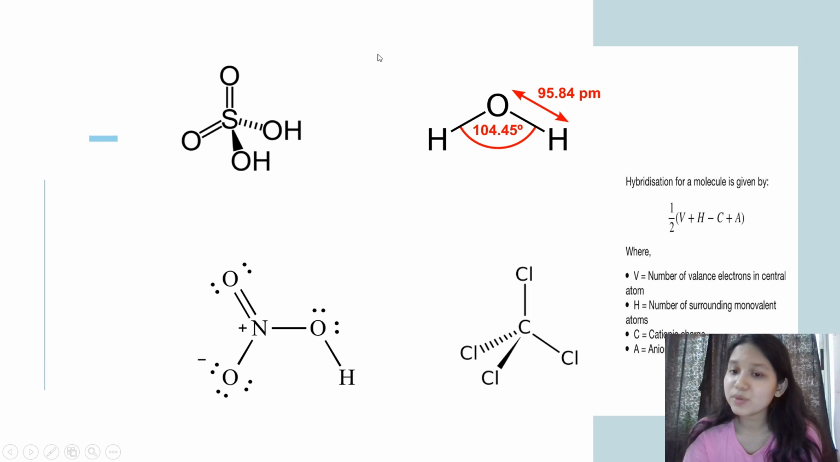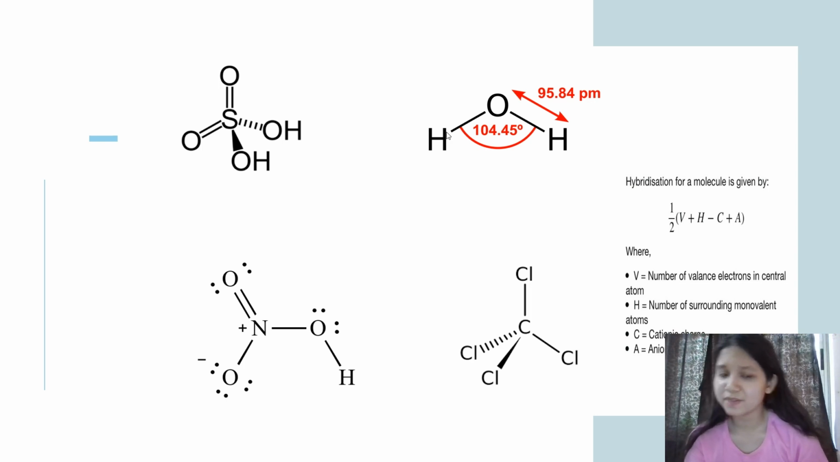Similarly, if you try to calculate the hybridization state of oxygen in water molecule, what is the hybridization here? Has anybody found out? Yes, water molecule is also possessing an sp3 hybridization state, but is the shape of water molecule tetrahedral or is it different?